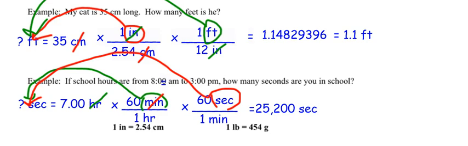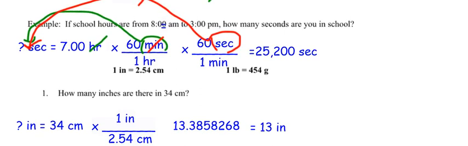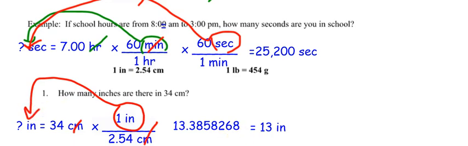Are you paused? Hit the pause button, please. All right, how'd you do? This is my first one. Inches equals centimeters. Centimeters go on the bottom. They cancel each other out. Inches go on top, and that is what I'm looking for. Yay! So this is what I got, and I wanted 2 sig figs.